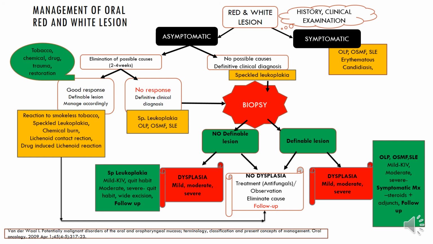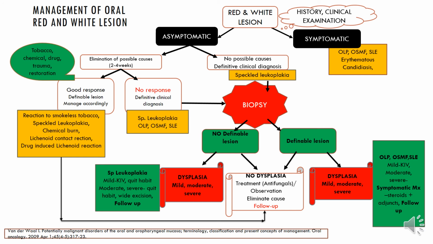And if you're looking at dysplasia and it's a speckled leukoplakia, then again we're going back to either quitting the habit if in case it's mild. If it's moderate to severe, you also have to quit the habit, perform wide excision, follow up the patient, keep the patient on some antioxidants, and keep the lesion under follow up for a long duration. In the fact that there is no dysplasia, you are looking to treat the lesion and keep it under observation and eliminate the cause. So that's why I've drawn another arrow mark which connects it to the fact that it's important to keep it under follow-up.